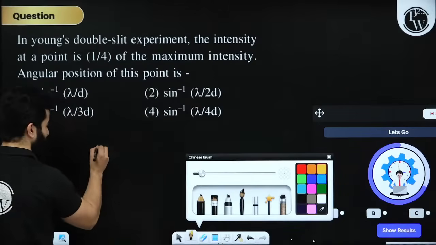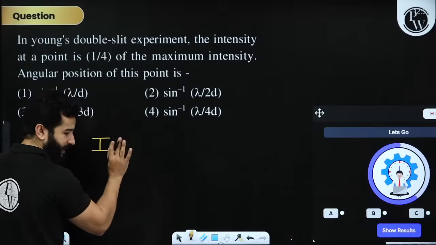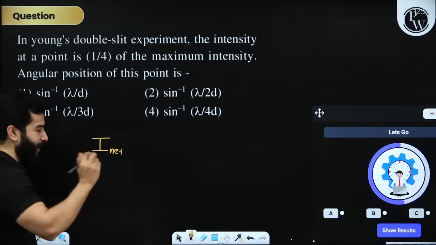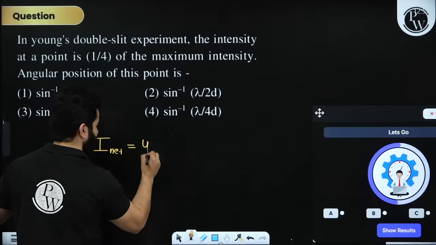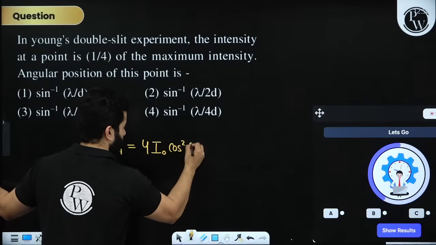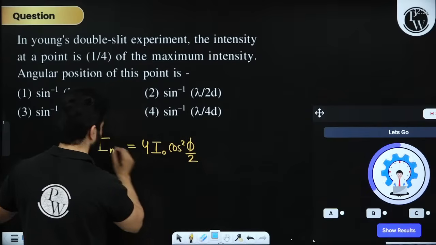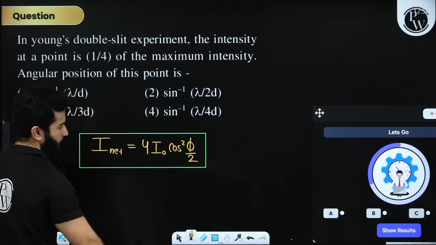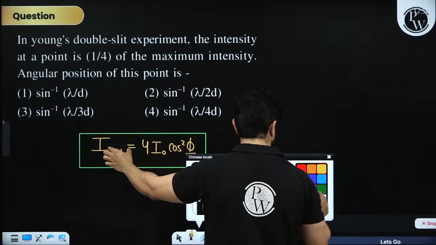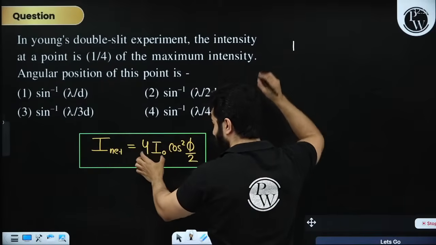In YDSE, they are saying the intensity at a point is this. Please remember that for YDSE, the net intensity formula is, only for YDSE, because we have coherent sources with the same intensity, 4I0 cos square phi by 2. This is the formula that you are going to use. Got it? Next, they are saying that the net intensity is 1/4 times the maximum.